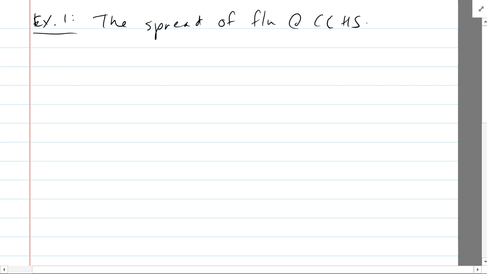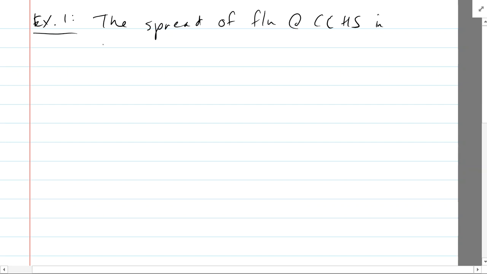Here we go. So we're going to do our example 1. And that's probably all we're going to get to because it is activity schedule, and this stuff takes time for y'all to write down. In this example, it's the spread of the flu at CCHS. Yeah, coronavirus, but we'll say it's coronavirus this time.